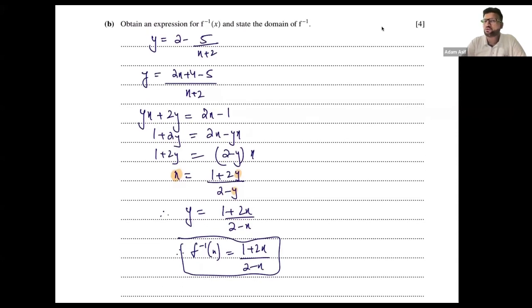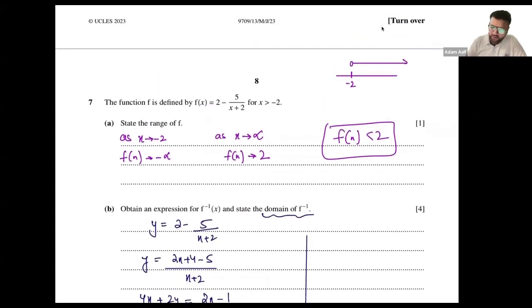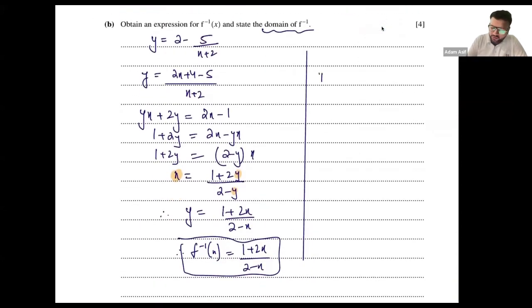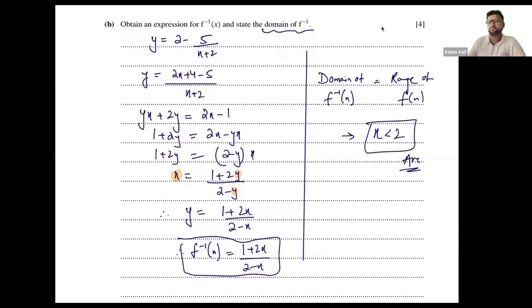Now we need to write down the domain of the inverse function. Guys, the domain of the inverse function is the same as the range of f of x. What is the range of f of x in the question? f of x is less than 2. So the domain of the inverse function, domain of f inverse of x, is the same as the range of f of x, which is going to be x less than 2. Clear?